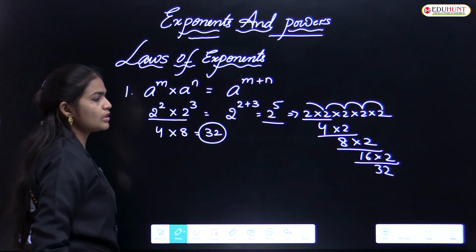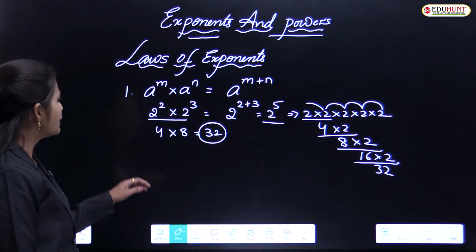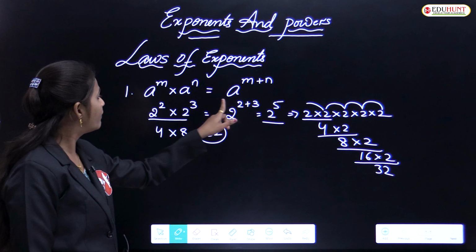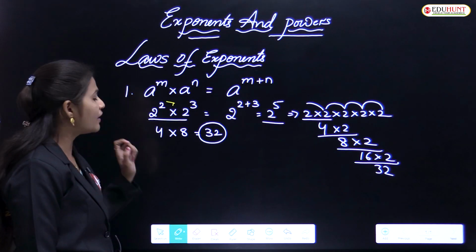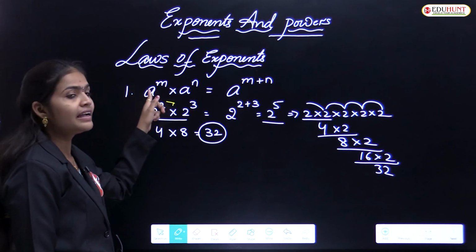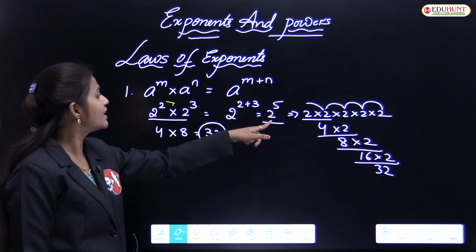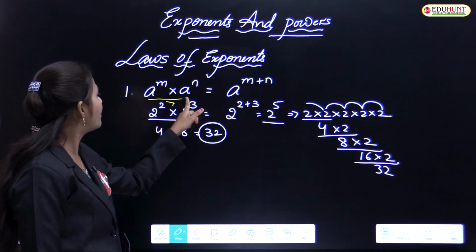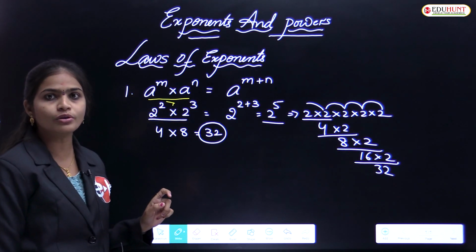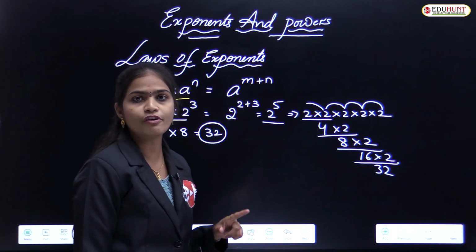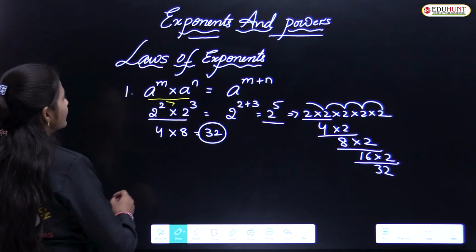So that is equal to 32, or not? Okay, so here we have 2 square into 2 cube is equal to 2 power, while you are adding the powers. If the bases are equal, then we can add the powers, and we will get 2 power 5. That is the first condition: a power m into a power n is equal to a power m plus n. So this is the first law of exponents.